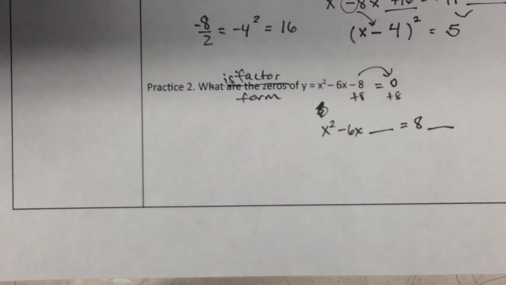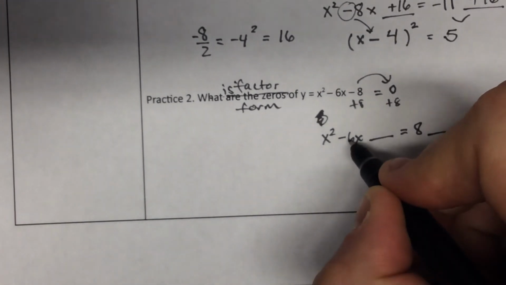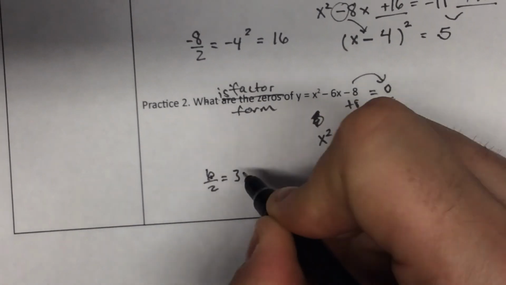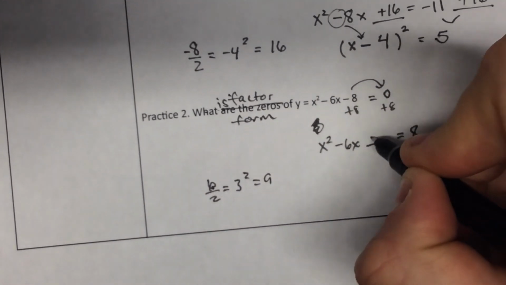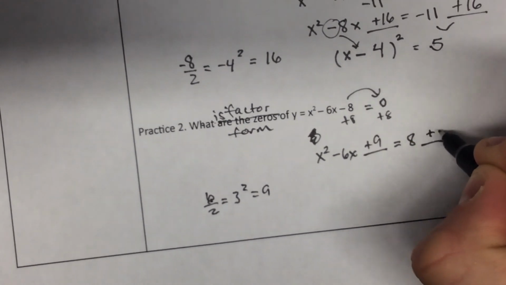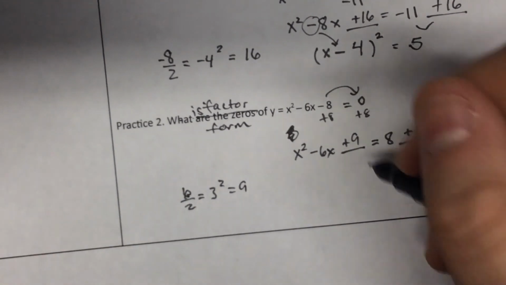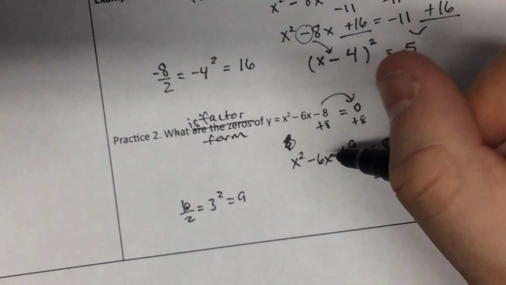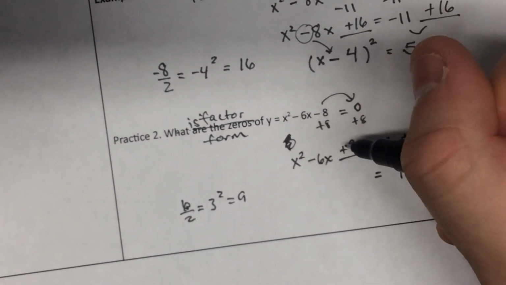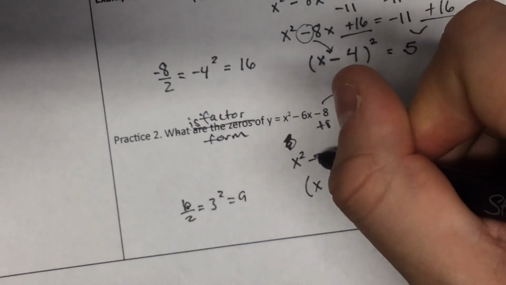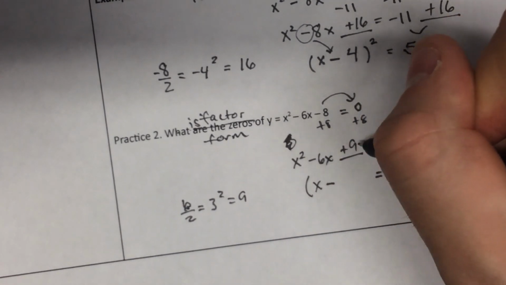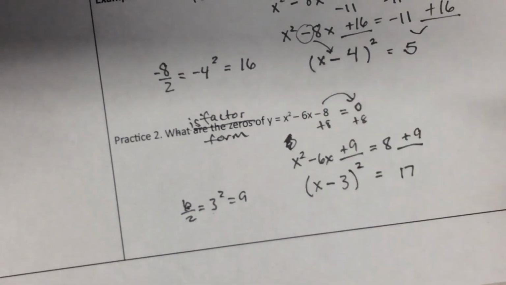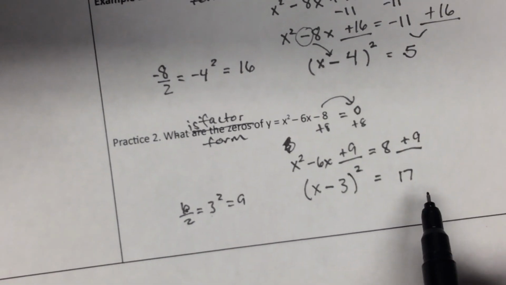Add the same number. 6 divided by 2 is 3. 3 squared is 9. So I'm going to add 9 to both sides. My final form, this becomes 17. x² − 6x + 9 will become (x − 3)², because that number was 3 squared. So this is our final factored form.